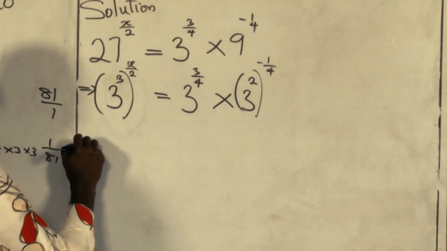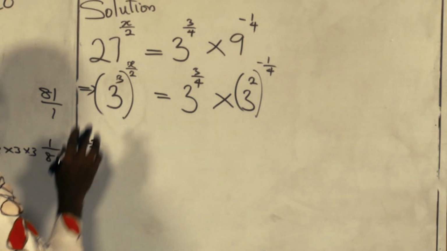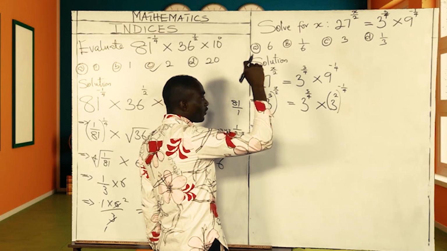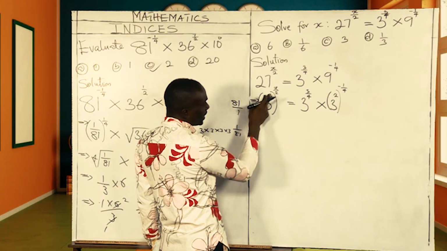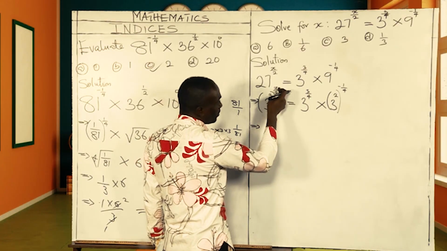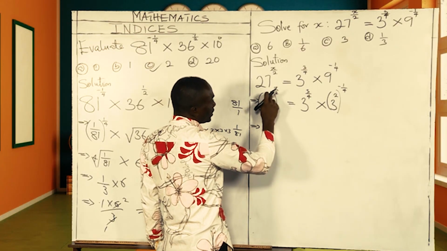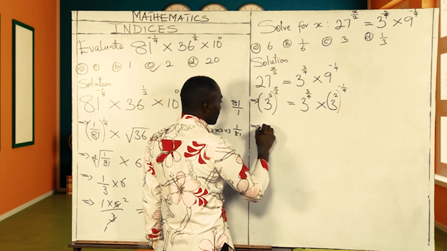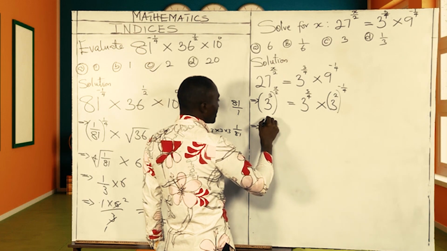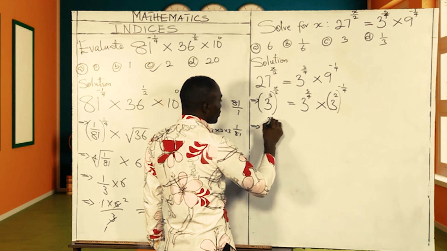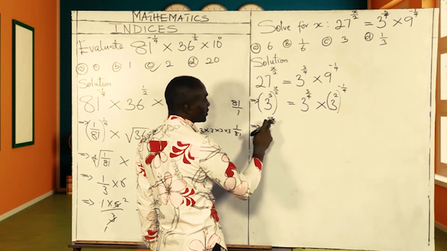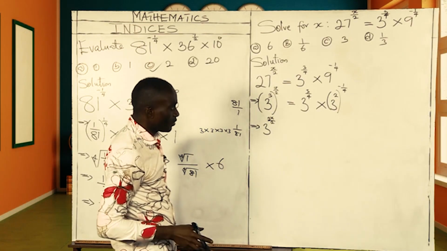Now don't forget that when we have double power, we are going to find the product of the powers. So 3 raised power 3 and now raised power another power. So it means we are going to find the product of these powers. This will give us 3 raised power 3x over 2. That is 3 times x raised power 2 will give us 3x over 2.